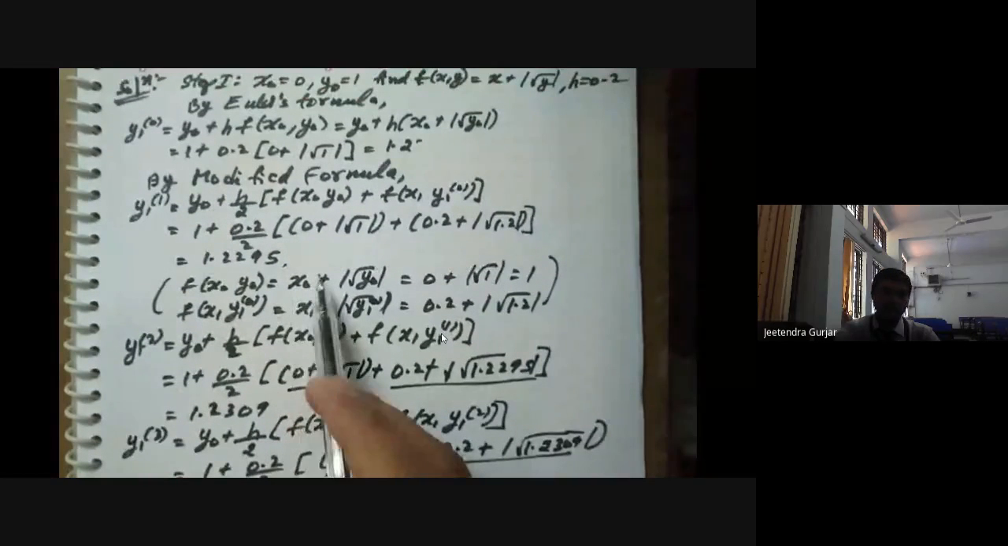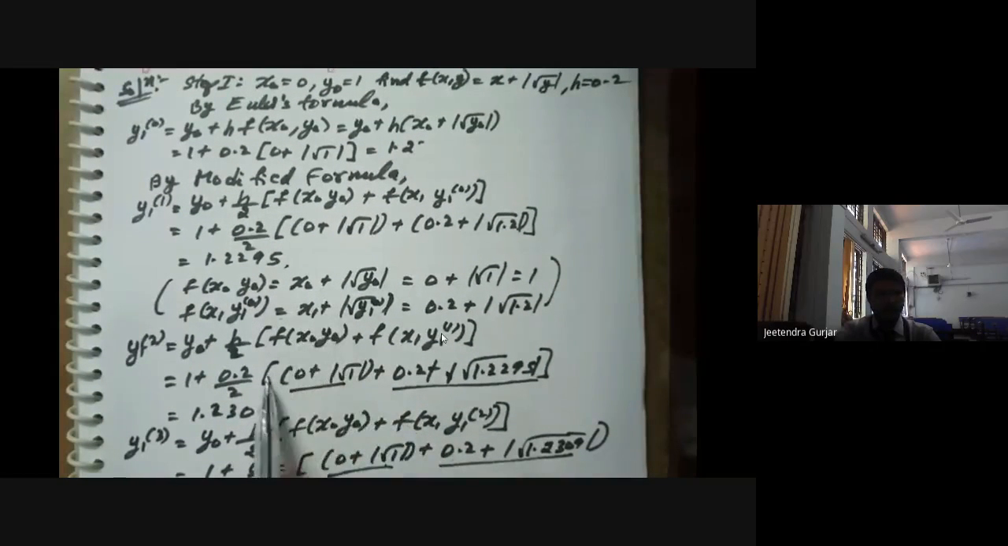So substitute the values properly and calculate in the calculator very clearly, you will get the answers. So for your understanding, I have also given f of x0, y0 equal to 1, you can directly substitute, and f of x1, y1 raised to 0 also you can substitute using this method. Then we go for y1 raised to 2. So by using the formula, please substitute the values correctly.